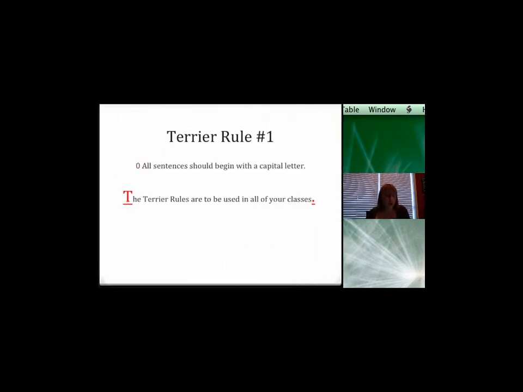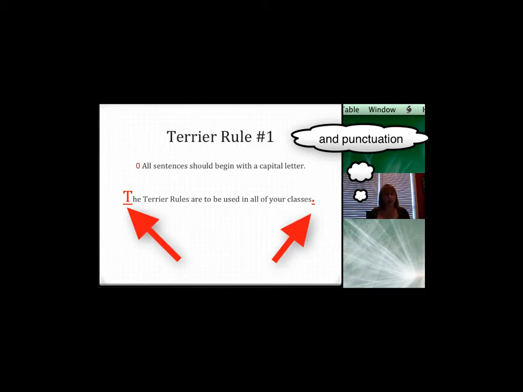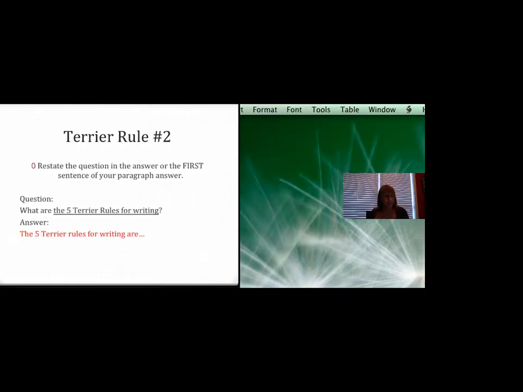Terrier rule number 1 is all sentences should begin with a capital letter and end with appropriate punctuation. You can't treat written answers like a tweet or a text. You must pay attention to these specific requests.